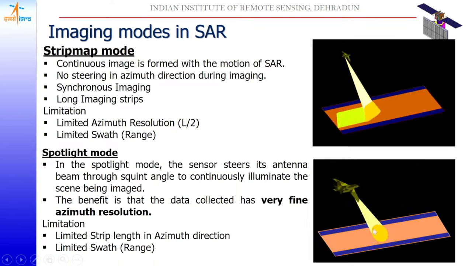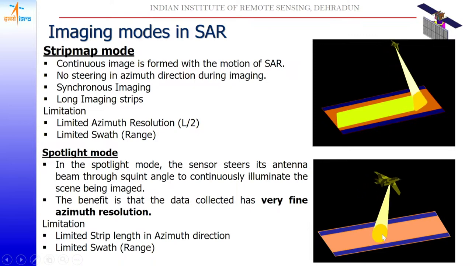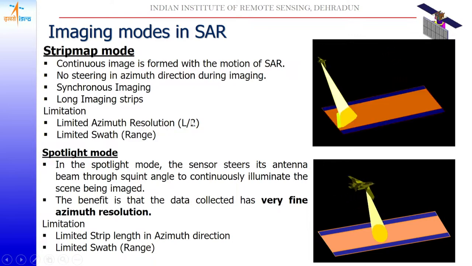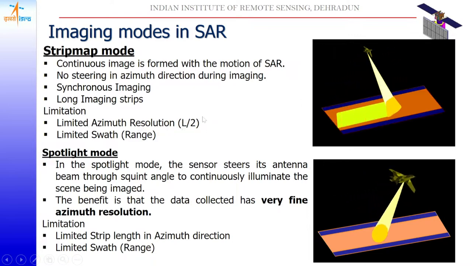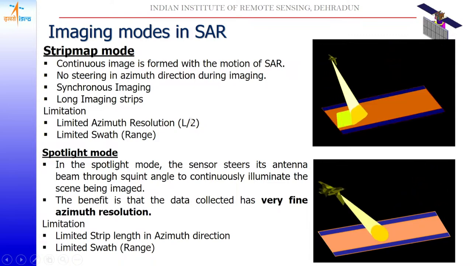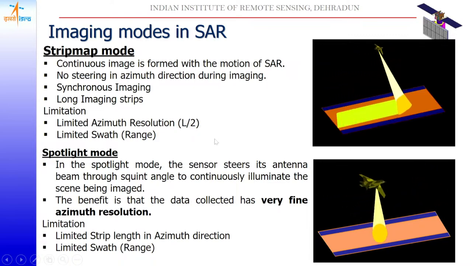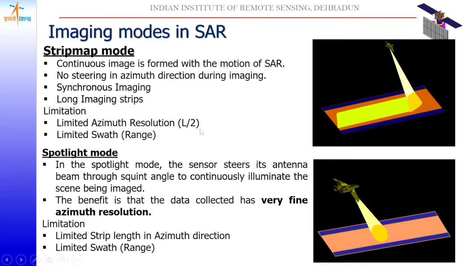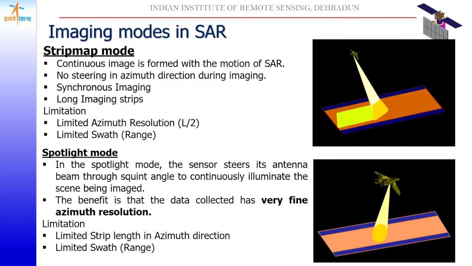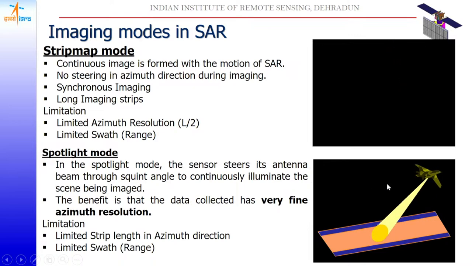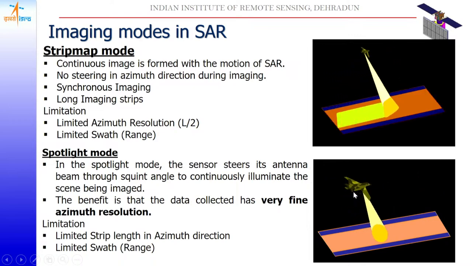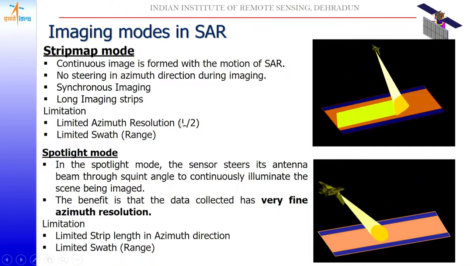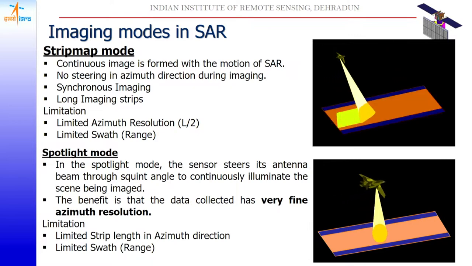So we have this spotlight mode. What is the benefit of the spotlight mode? We have a much higher resolution in the spotlight. Normally the azimuth resolution is L by 2 in the strip map mode, but if we want a higher resolution than L by 2, say the length of the antenna is 12 meters, then in the strip map mode we will get a resolution of 6 meters. But if we want a better resolution, we can go to the spotlight mode. In this spotlight mode we will get a better resolution than L by 2, so better than 6 meters from the antenna of 12 meters.